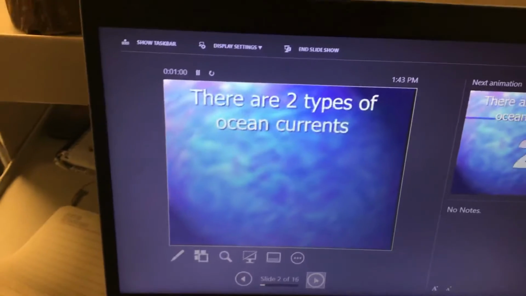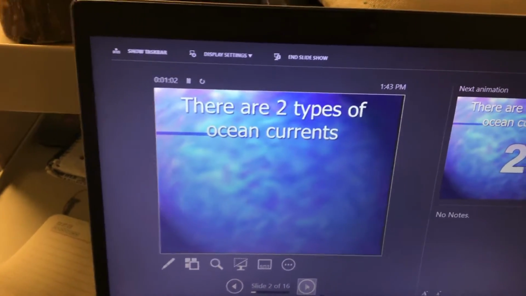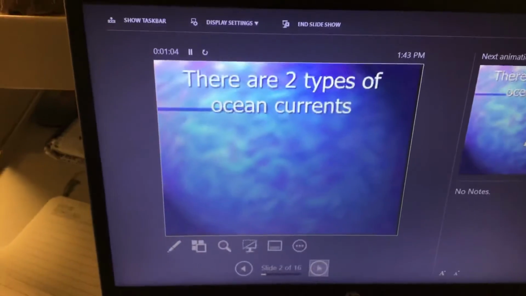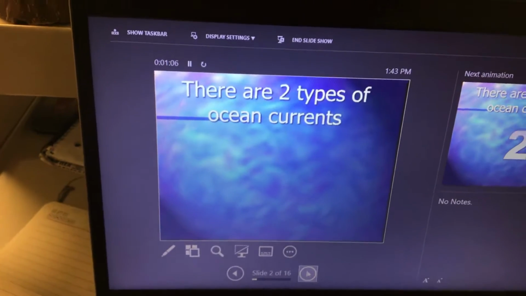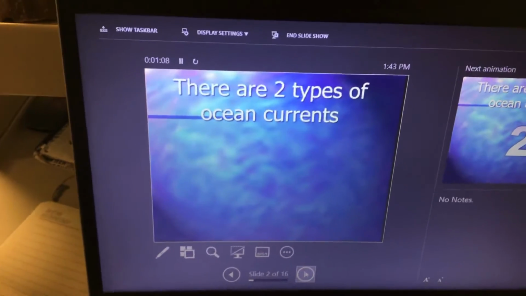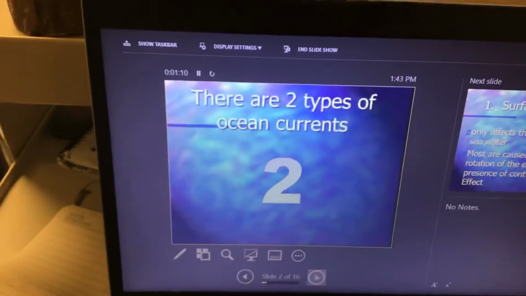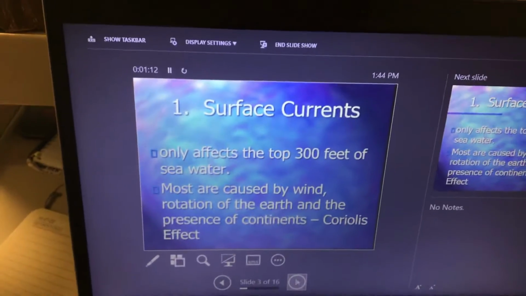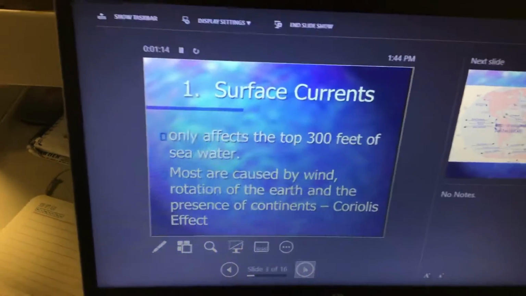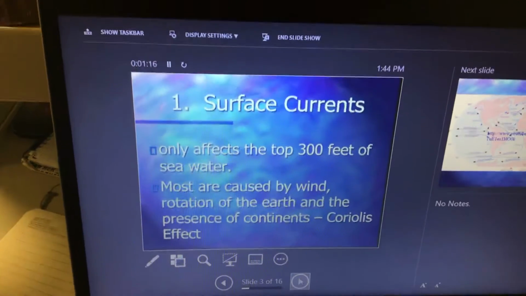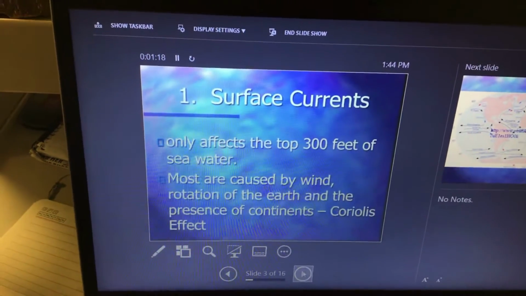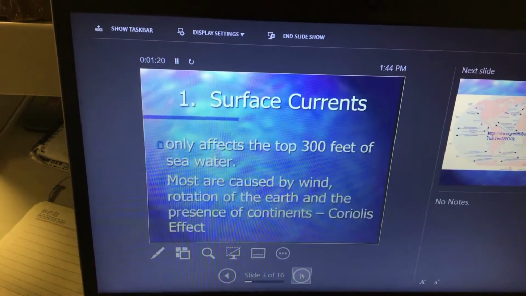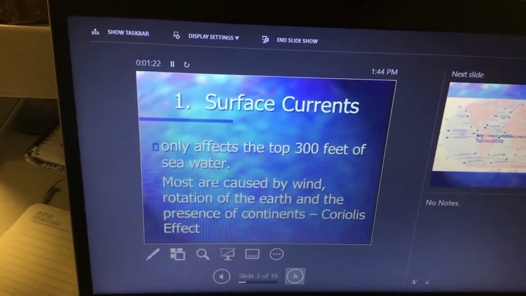Write this down. There are two types of ocean currents. The first one, surface currents, and I would write this down. If I'm going too fast, you can always pause. Surface currents affect the top 300 feet of the ocean. So it's the top layer of the ocean.